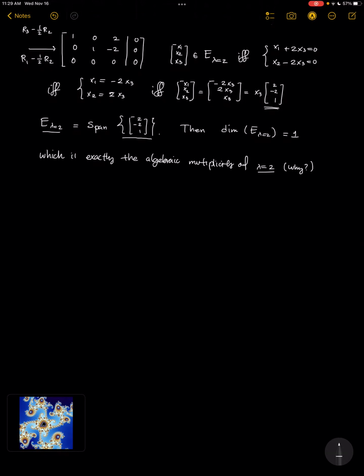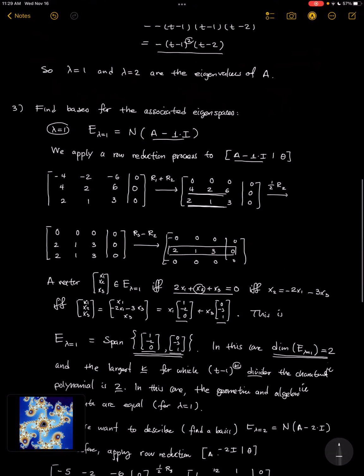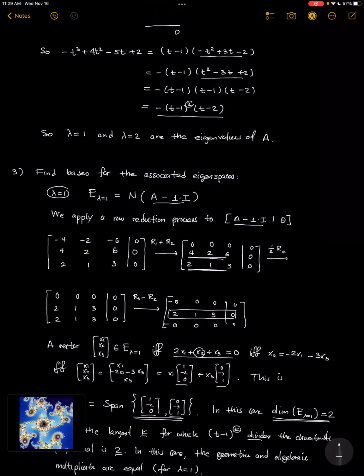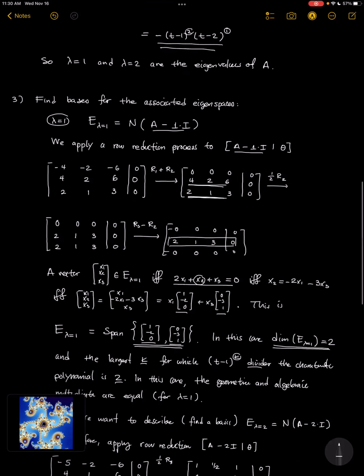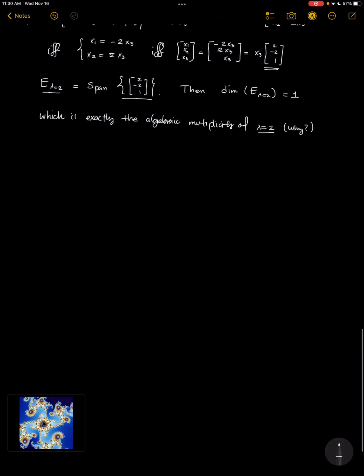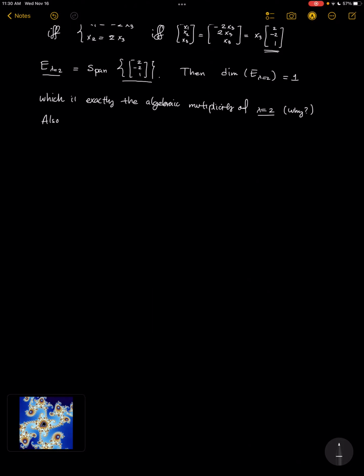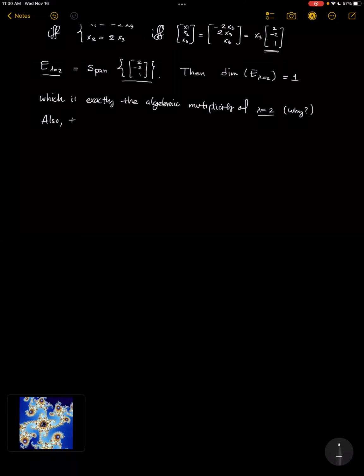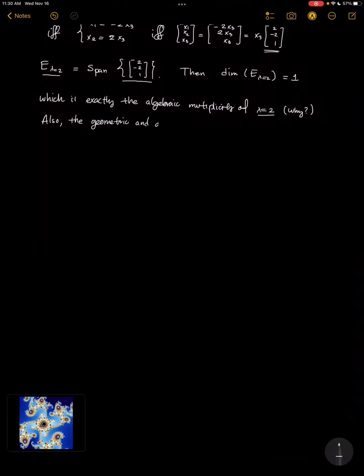Why? Well, all that we need to do is to go back to the characteristic polynomial and look for the largest power of t minus 2 that divides the polynomial. But in this case, it's like having an implicit 1 here in the expression. So with this, we can say that also the geometric and algebraic multiplicities coincide, or are equal. What can we say about the matrix? Well, the matrix is not defective.